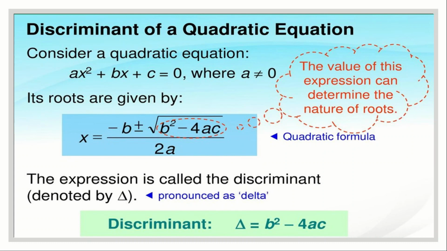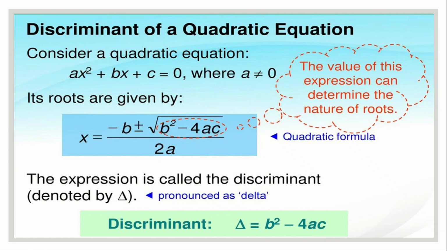So, the discriminant of a quadratic equation. Discriminant means, in the quadratic formula which is given here, x is equal to minus b plus or minus the square root of b square minus 4ac by 2a. Here the term which is inside the square root, that is b square minus 4ac, is called the discriminant. So it will give us the nature of the roots.